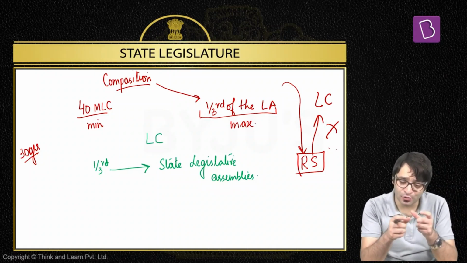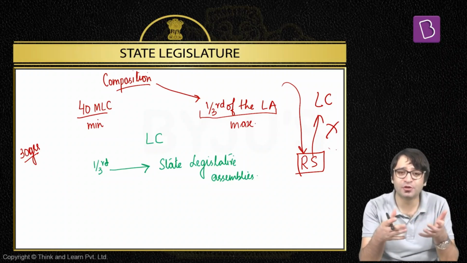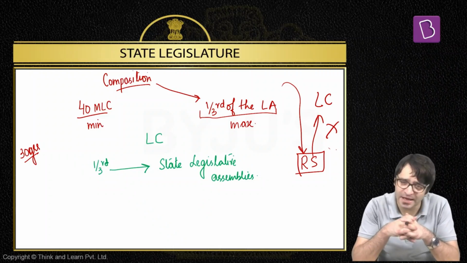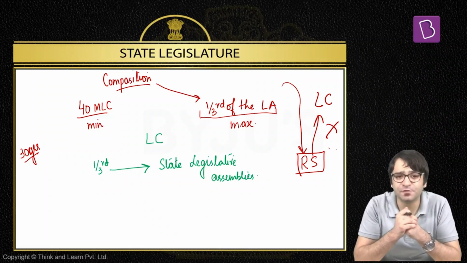So if Uddhav Thackeray could not get himself elected to legislative council within 6 months, he had no other option but to resign, and someone else would have been appointed as the chief minister. Ultimately, legislative council elections were held. He got himself elected to legislative council, and then he survived as the chief minister of Maharashtra.